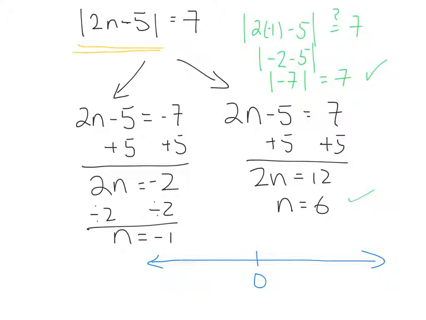And of course, what we have is negative 1, 1, 2, 3, 4, 5, 6. So we have 6 over here. And of course, if we're going to graph our solution set, it's going to be this point and this point. And you can also simply say that you have for the answers n equals negative 1 or 6. And that's going to be a valid solution. So let's take a look at some other problems.